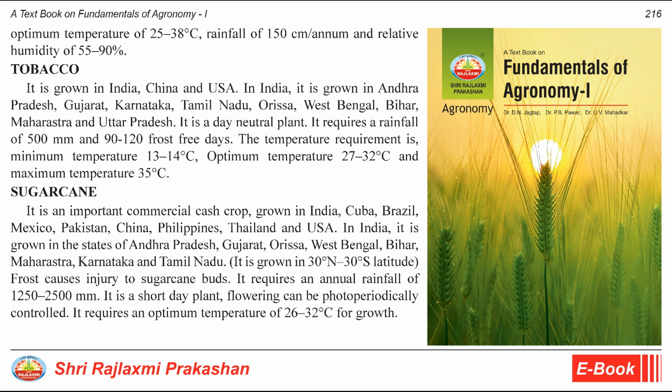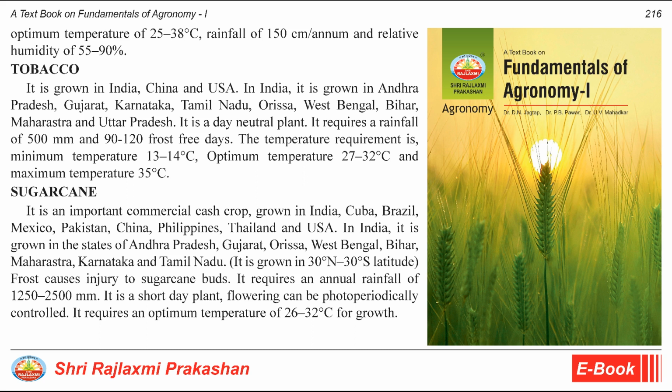Tobacco. It is grown in India, China and USA. In India, it is grown in Andhra Pradesh, Gujarat, Karnataka, Tamil Nadu, Odisha, West Bengal, Bihar, Maharashtra and Uttar Pradesh. It is a day-neutral plant. It requires a rainfall of 500 millimeters and 90 to 120 frost-free days. The temperature requirement is minimum temperature 13 to 14 degrees Celsius, optimum temperature 27 to 32 degrees Celsius and maximum temperature 35 degrees Celsius.